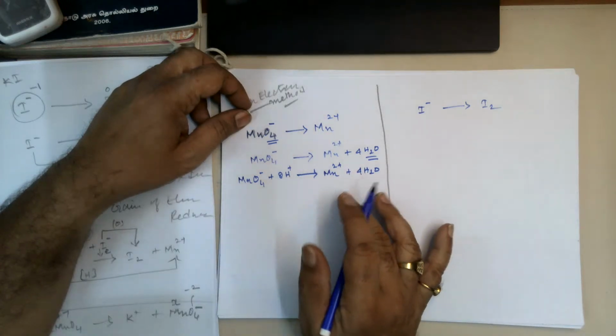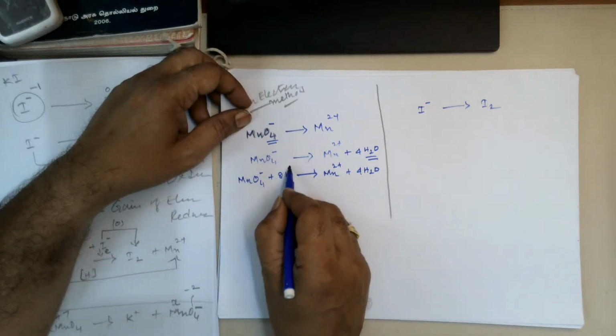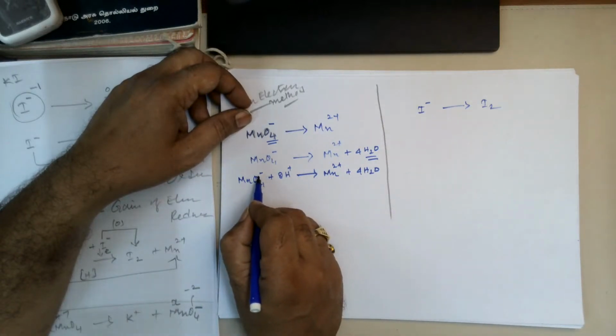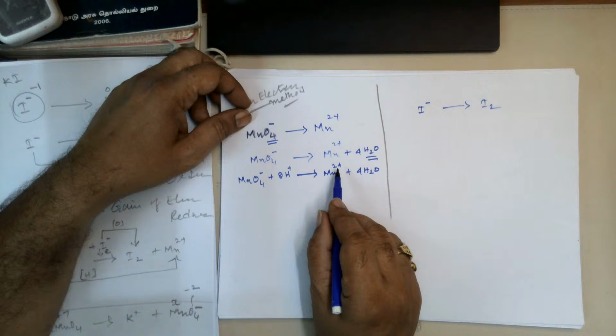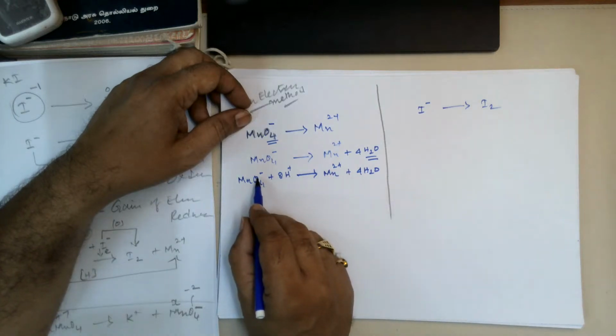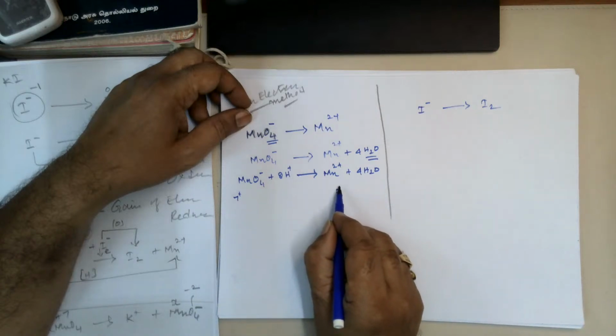Charges are to be balanced. So you have to balance the charges. Here 8 plus and 1 minus, so 7 plus. Got it? What about here? You got only 2 plus. Okay, so here 7 plus, here 2 plus.